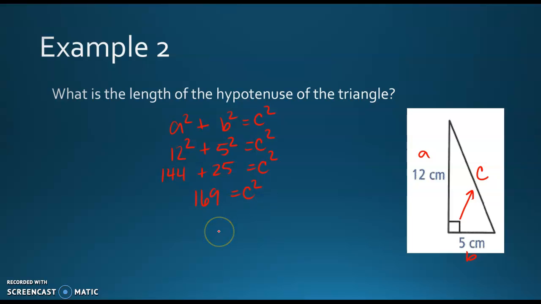Now remember, I'm looking for the length of C, not C squared, and so in order to get C by itself, we're going to take the square root. And so now we have C, so C equals, and the square root of 169 is 13, because remember 13 squared makes us giggle. And so that's what we're doing. That's Pythagorean Theorem. It's just plug and chug, and at the end we take the square root. Square, square, add, take the square root.